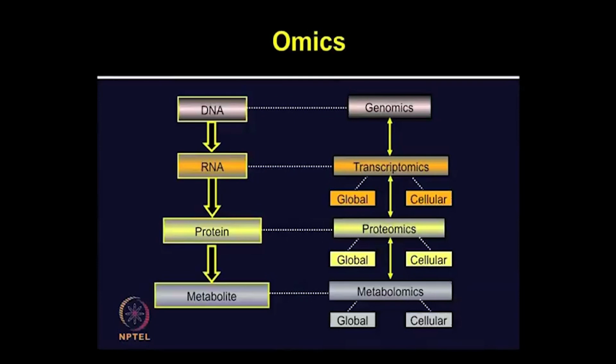So, as you can see in the slide, if you are studying DNA, that will in totality be known as genomics, RNA study as transcriptomics, proteins as proteomics and metabolites as metabolomics. If you are looking at all of the cellular contents of proteome, that will be known as cellular proteomics or cellular genomics, and similarly all of the proteome of an organism will be known as global proteomics, or similarly at the gene level, global genomics.